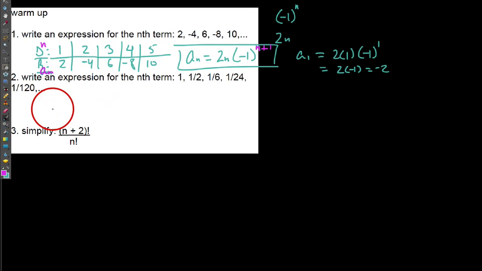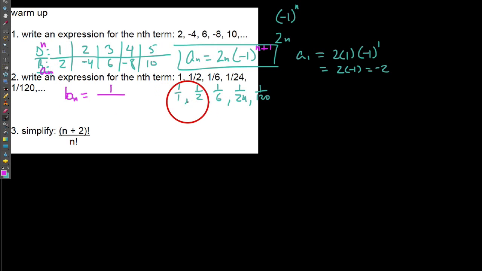So now looking at number 2, we say write an expression for the nth term of this. I noticed that there are a lot of fractions here, and so when we have fractions, I'm going to put this 1 over 1. 1 over 1, I've got 1 over 2, I've got 1 over 6, 1 over 24, 1 over 120. We say, what's the pattern here? And on the top, what I notice is that my rule is always going to have a 1 on top. So if we write this rule as, say, b sub n, I would say that the top of my expression always has a 1.